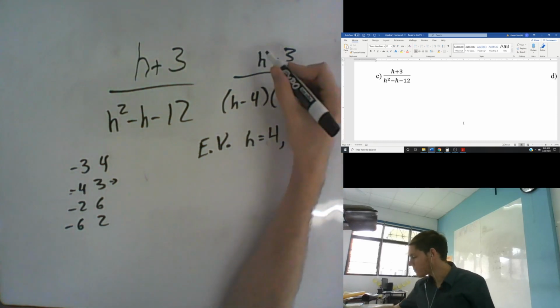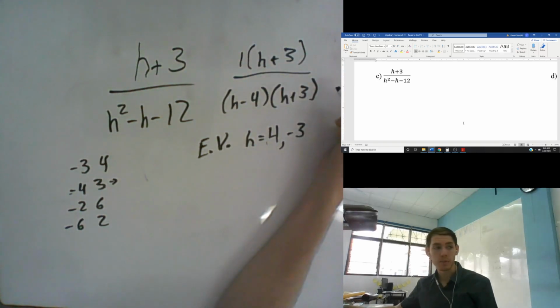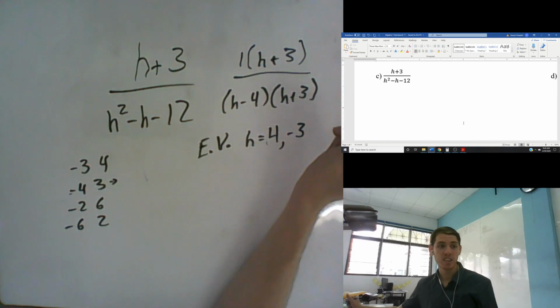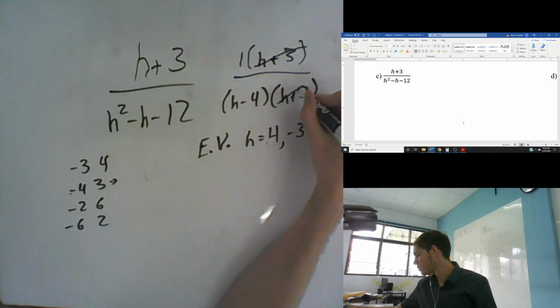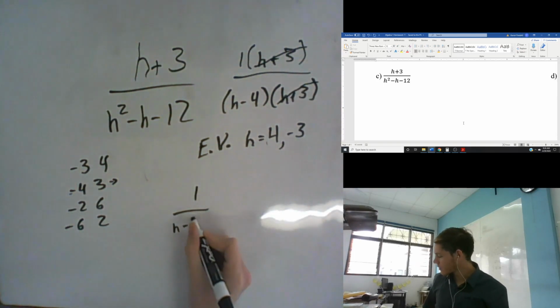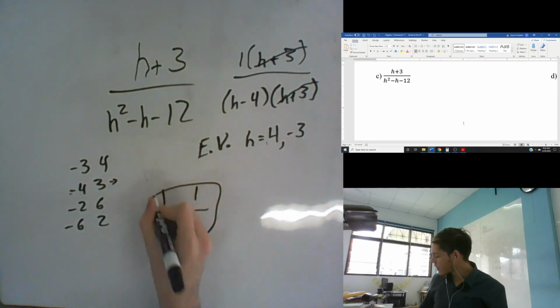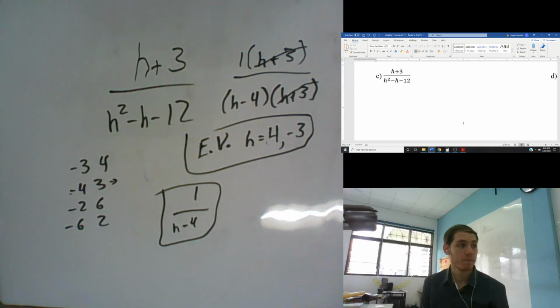Now, what can cancel? The bottom actually is multiplication if you group it like this, just to give you a visualization that it is multiplication. So you can cancel the two factors. So you get 1 over h minus 4. And this would be your clear answer. Okay?